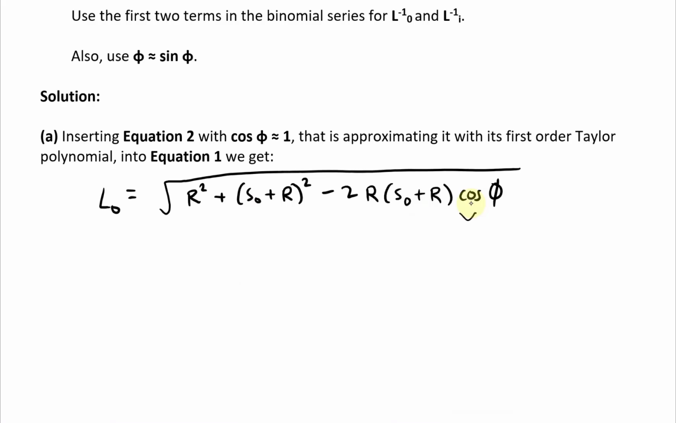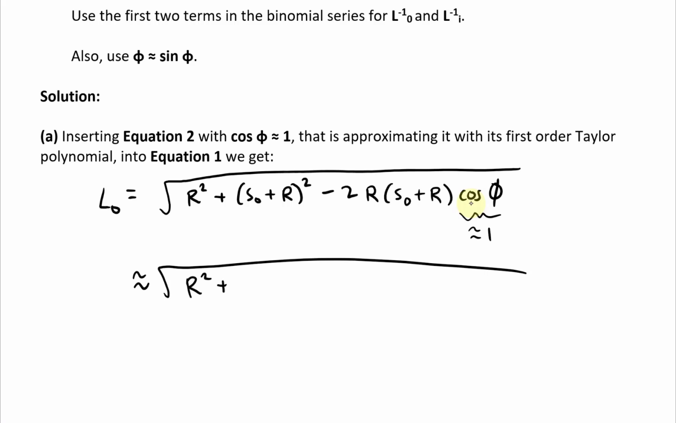So now this part, we're going to approximate as equal to 1. That means this is approximately equal to the square root, put a giant square root, of r squared plus s naught plus r squared, and let's just expand this out. So this is going to be foiling it out: s naught times s naught, s naught squared, plus s naught times r, then r times s naught, that's 2 s naught times r. You should be able to do this foiling method in your head if you've gotten this far in this video or my channel. This is going to be plus r squared, so r times itself.